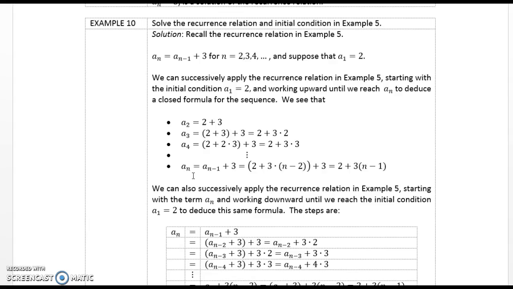= 2 + 3 times 3, and finally a_n = a_{n-1} + 3 = 2 + 3 times (n-2) + 3, which is equal to 2 + 3 times (n-1). And we have found our closed form representation, or non-recurrent form.